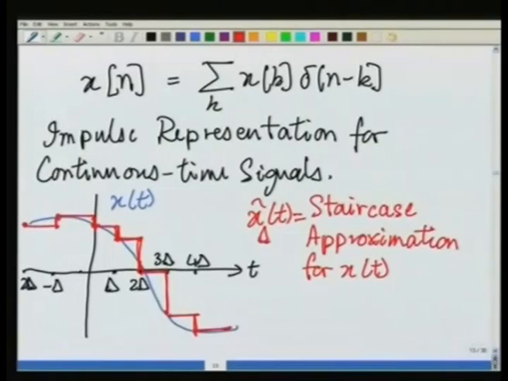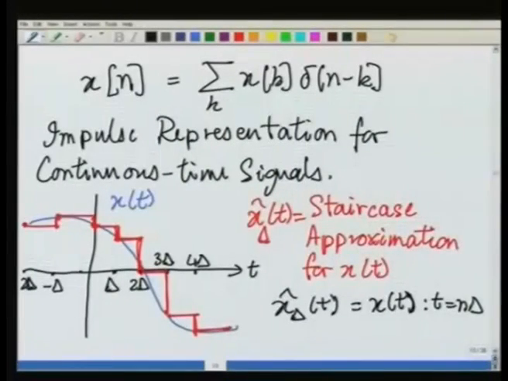And what can I say about the value of x hat delta of t? I can say the following: x hat delta of t equals x of t at t equal to n delta. At other points, its value will be equal to the most recent sampled value of x t. So, x hat at delta by 2 will be equal to x of 0, x hat at 3.2 delta will be equal to x of 3 delta, and so on.